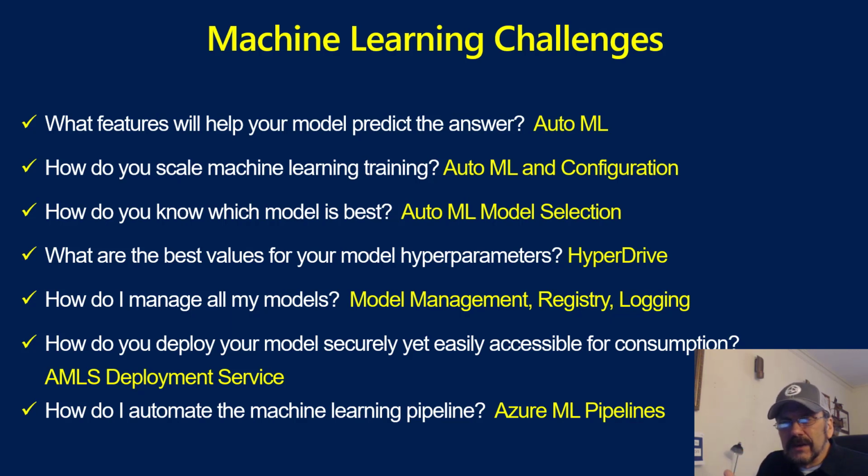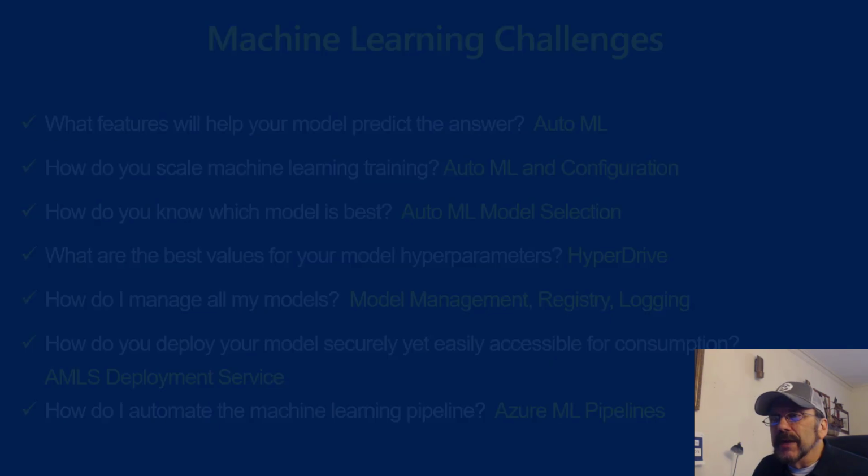How do you deploy a model securely yet easily? There's the Azure Machine Learning Service deployment service. And how do I automate the machine learning pipeline? As we saw earlier, there's actually a whole pipeline piece in there. So we can create pipelines and schedule them and do all that as part of the service. So again, it's a massively powerful and wide-ranging service, which is why I think it's a bit overwhelming sometimes for customers to get their head around, because there's so much offered here. So I hope I've clarified some of that.